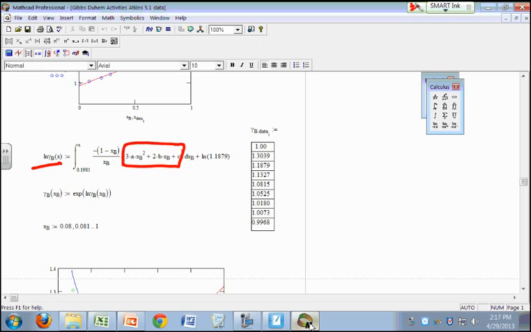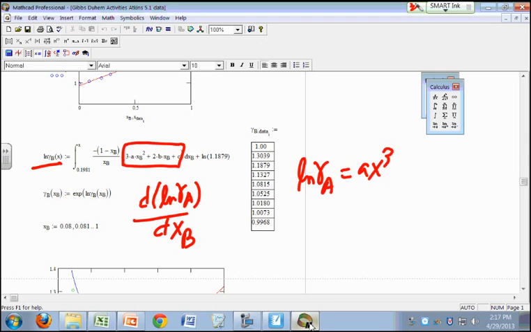What is this? That's just the derivative of ln gamma sub A with respect to x_B. Remember we said we fitted ln gamma sub A to be a x_B cubed plus b x_B squared plus c x_B plus d. So that's just the derivative: 3a x_B squared plus 2b x_B plus c. That's how you take your derivative.